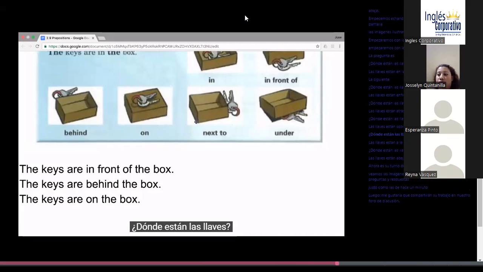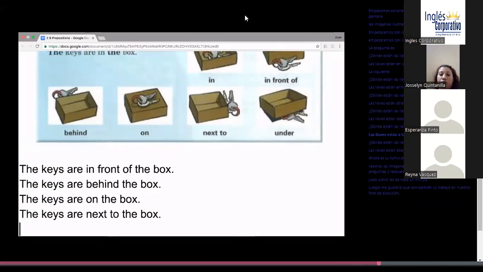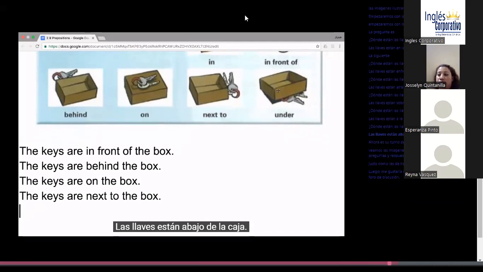Where are the keys? The keys are next to the box. The keys are next to the box. Where are the keys? The keys are under the box.